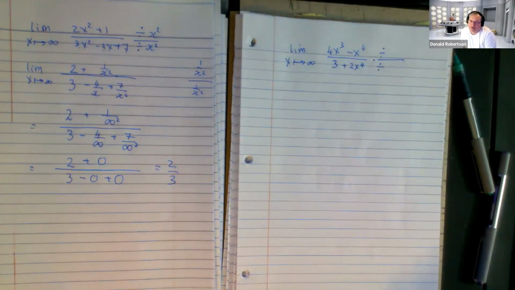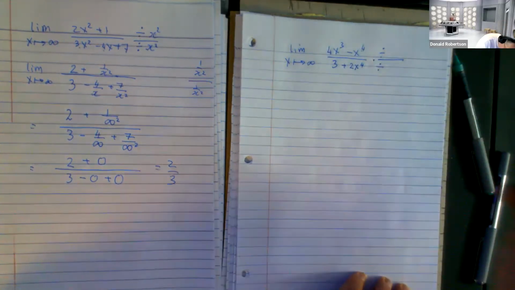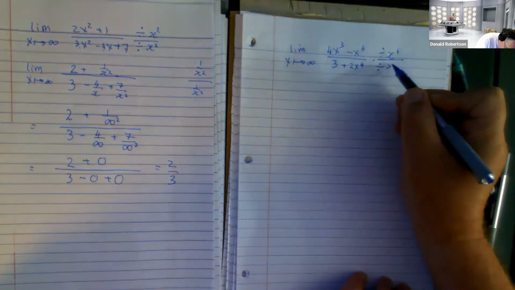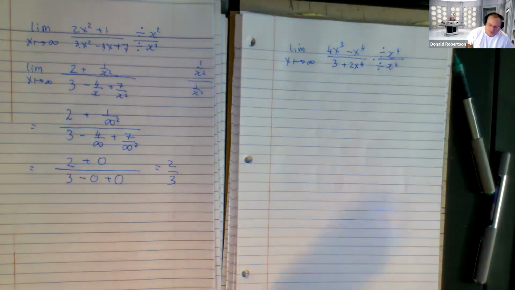What should I divide the top and the bottom by? What power of x is the go-to guy this time? X to the 4th. You agree? They both happen to have it, which is nice. In my next example, I'm going to have only one of them containing that, just to show you what happens.